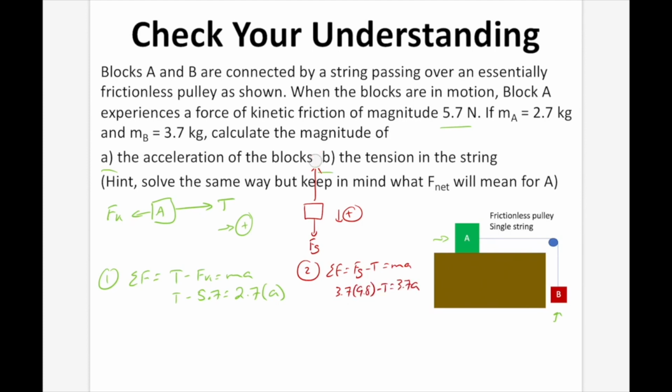I need to redraw this here. We know that Fg is bigger because it's going to move in that direction, so I'm going to redraw my T to look like that, and that's more proper. Now we're just going to expand this out. For B, 3.7 times 9.8 is equal to 36.26 minus T is equal to 3.7a.